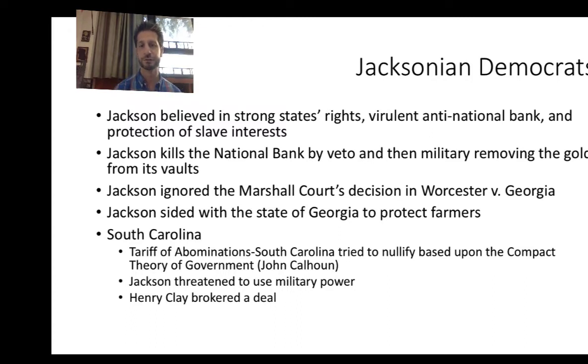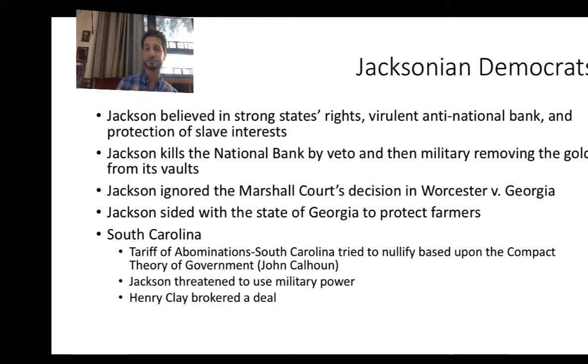He just didn't sign the rechartering. Now, he could have stopped there, and that would have been enough. The bank would have just died on its own. But that's not Jackson's intent. Jackson wants to demonstrate how strong his Jacksonian Democrats are and how much he hates the national bank.